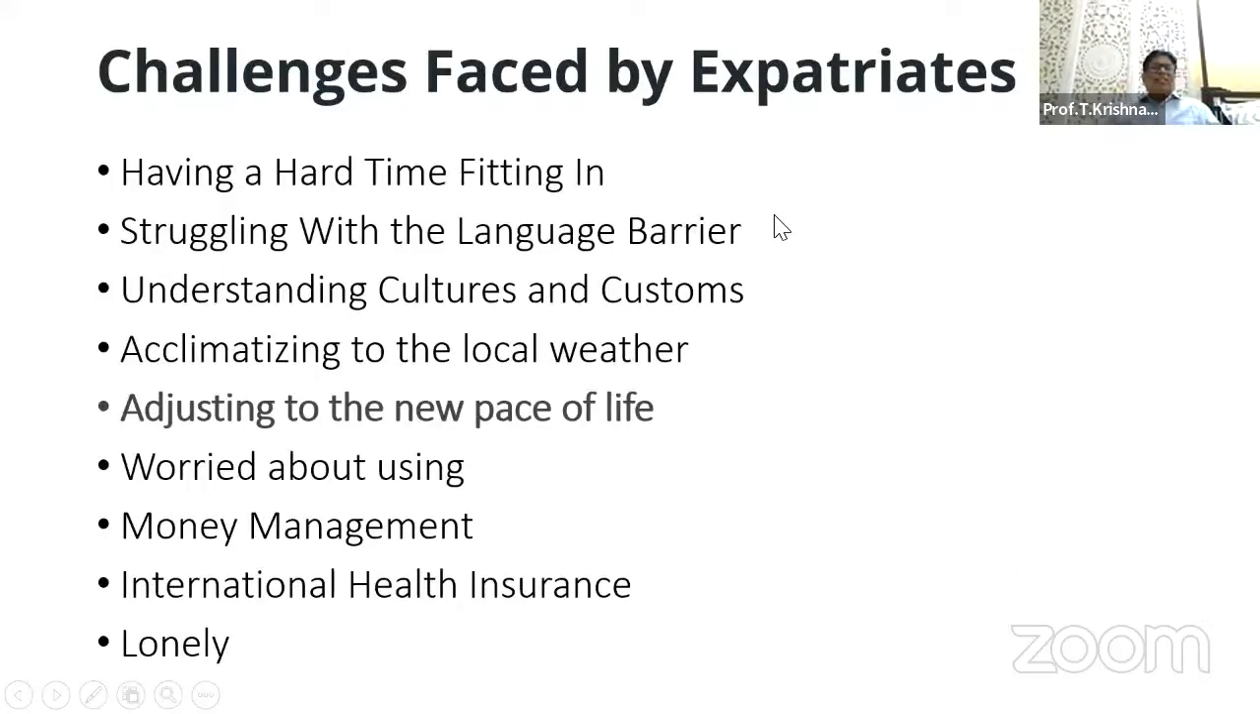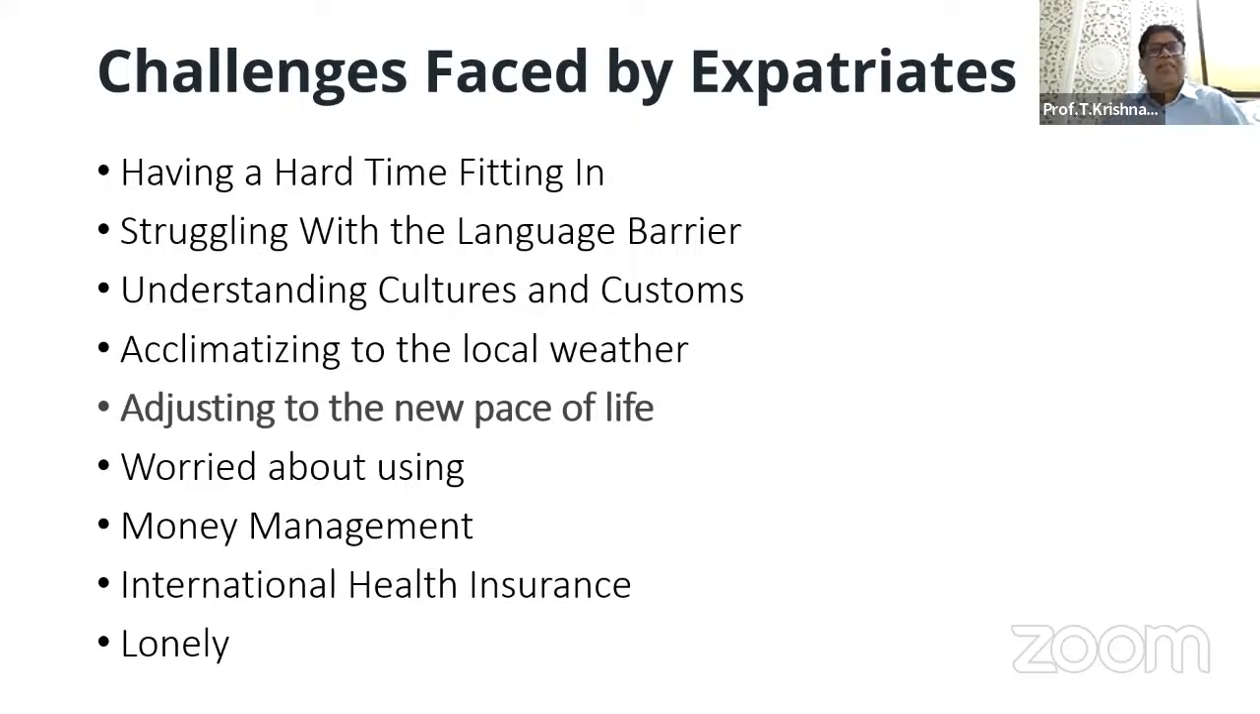Then, what are the challenges that are faced by these expatriates? The first challenge is they have a hard time to fit in because it's not that easy as we imagine. Of course, I might come to that point how these people adjust over a period of time, how this curve goes, we shall discuss.